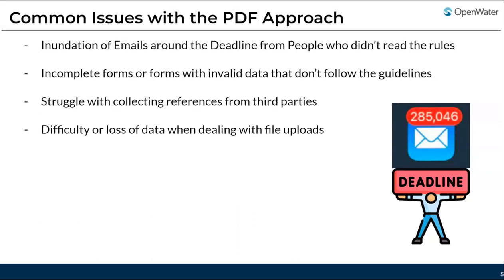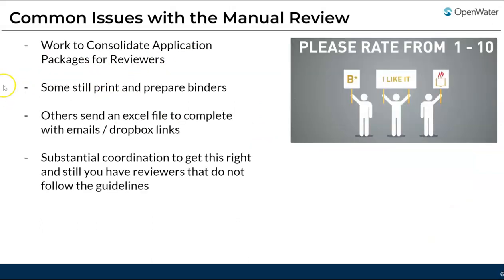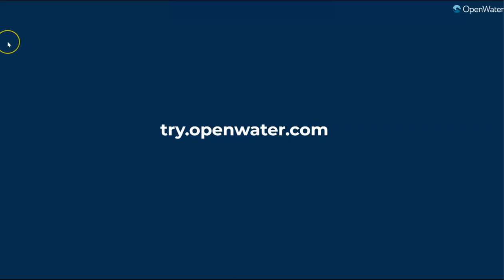OpenWater hopes to solve these problems by making intake of what's normally done through a PDF and email a whole lot easier. And then when it comes to review, the same problems are typically faced on the reviewing side. Still today, people consolidate all the applications that come through and either prepare an Excel file with a list of Dropbox links, or in some cases, they still print and produce binders that they're mailing to judges to review. Then you have to get all that data and tabulate it. So for the administrator, there's quite a bit of hassle coordinating the review process in terms of both getting the application information to the reviewers and getting the review scores back in one place that follows a consistent review scoring rubric.